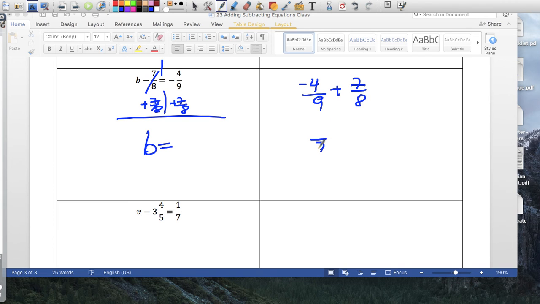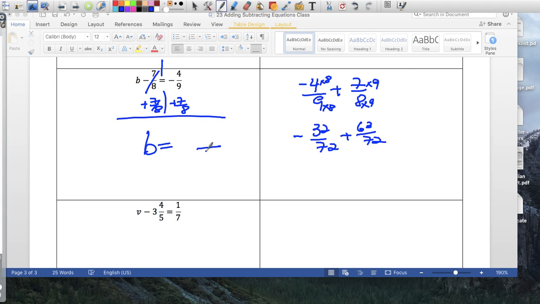Find the LCM, which in this case is 72. And I keep forgetting this negative sign. So it's times 8 on top. 4 times 8 is 32. Times 9, so 9 times 9 on top, 63. So we found our equivalent fractions.